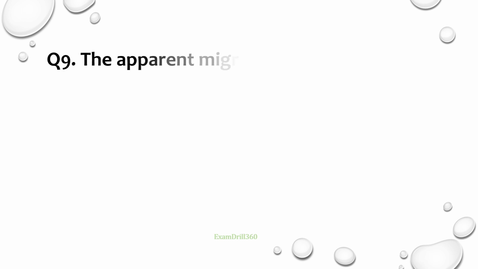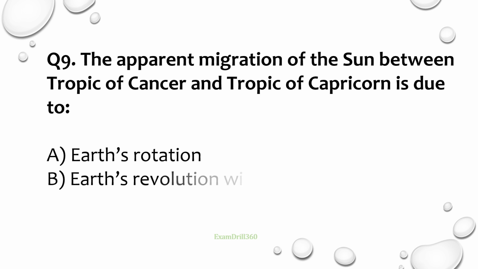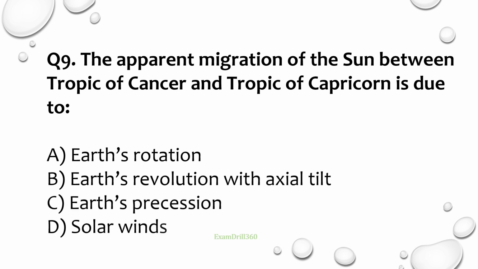Next. The apparent migration of the Sun between the Tropic of Cancer and Tropic of Capricorn is due to what? We know about the axial tilt. How is it? 23.5 degrees. The axial tilt means that when the Earth orbits around the Sun, different hemispheres are tilted towards or away from the Sun, resulting in the Sun's direct rays appearing to migrate between these two lines, the Tropic of Cancer and Tropic of Capricorn. So what is the reason then? The reason is the Earth's revolution with axial tilt.